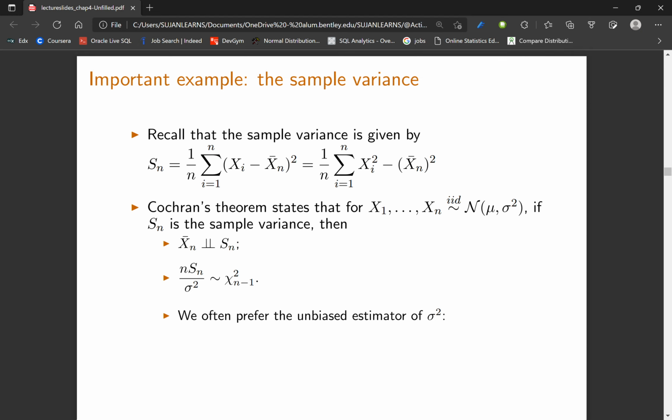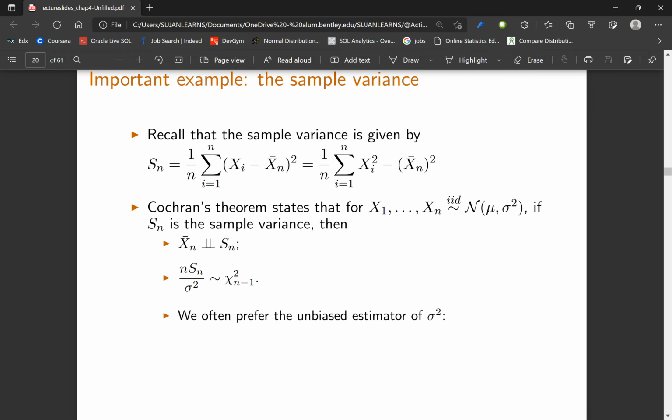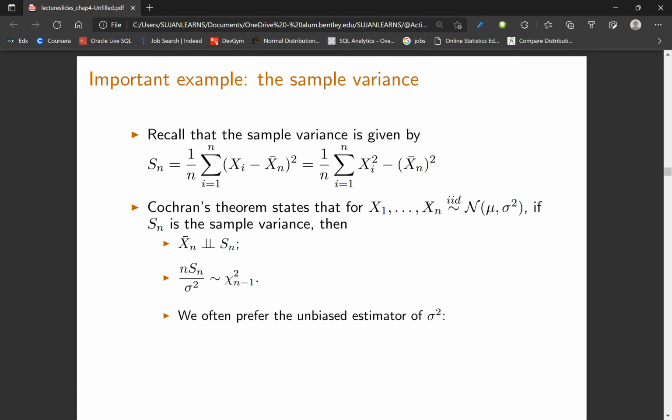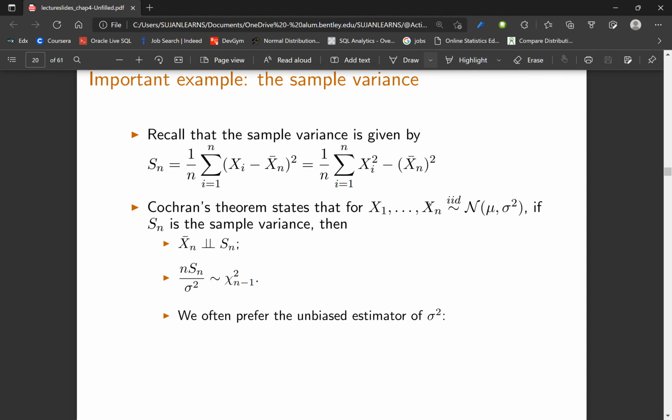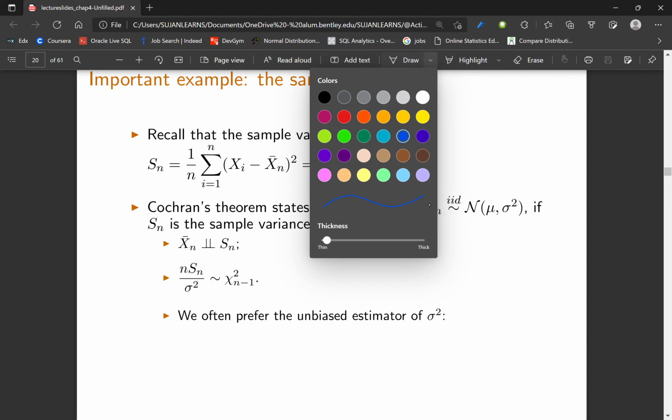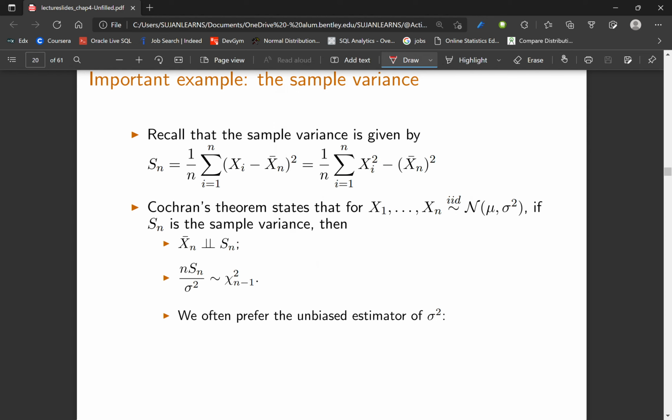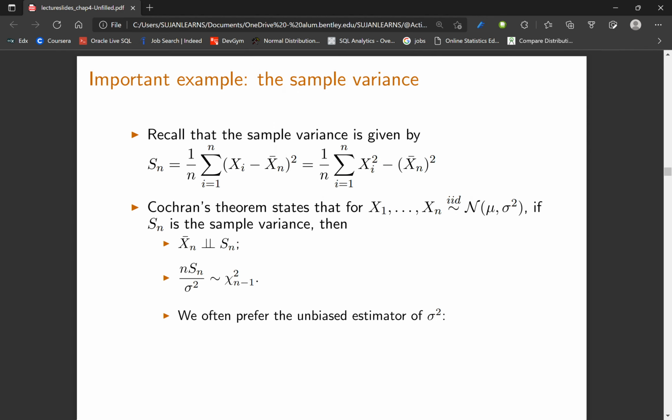Today we'll be talking about sample variance of a chi-square distribution, and here we have two important results we want to talk about in this slide. So let's begin. What are those two results?